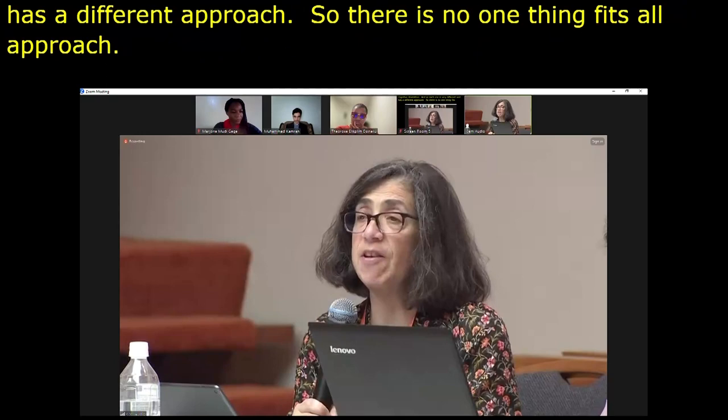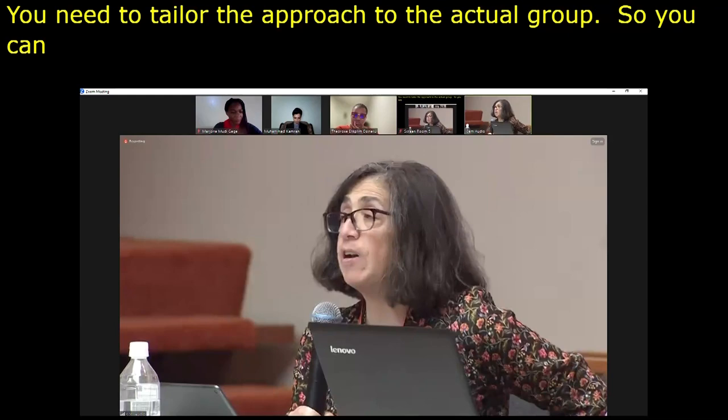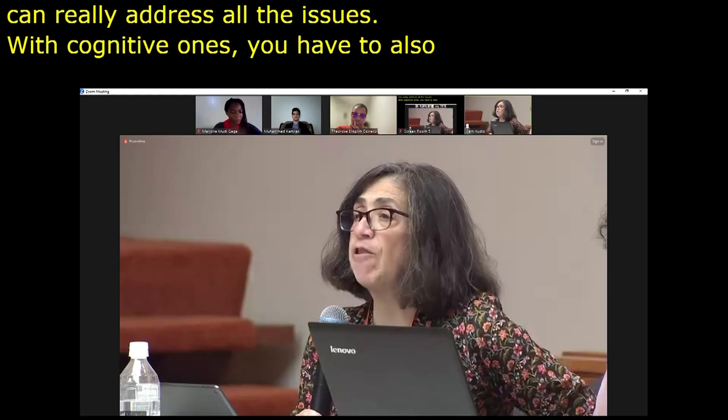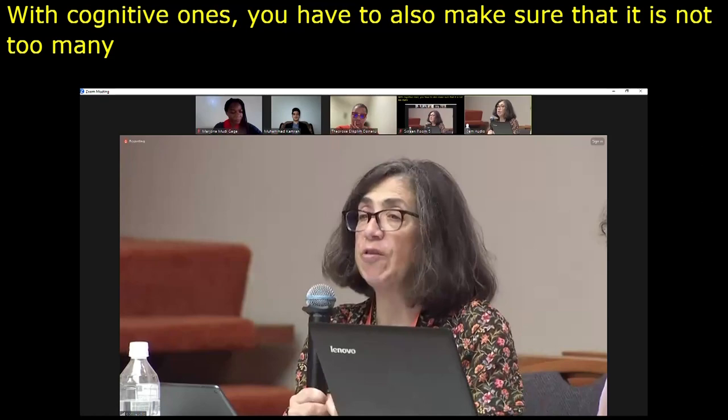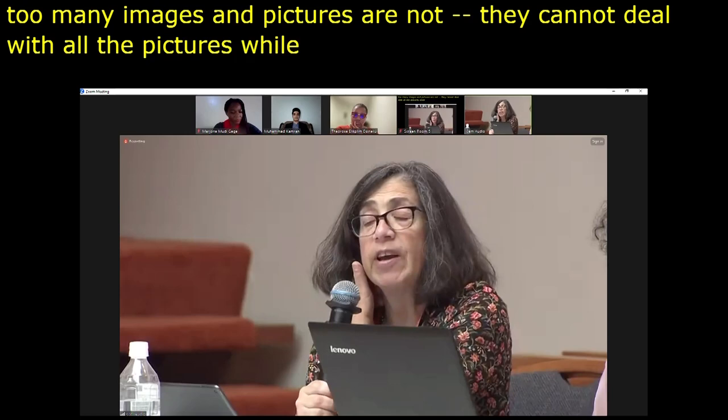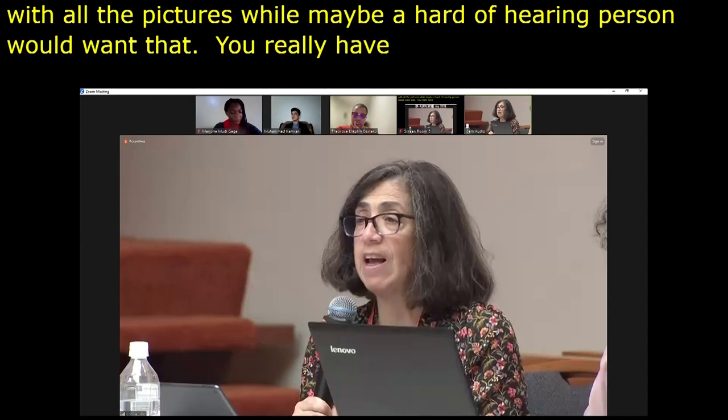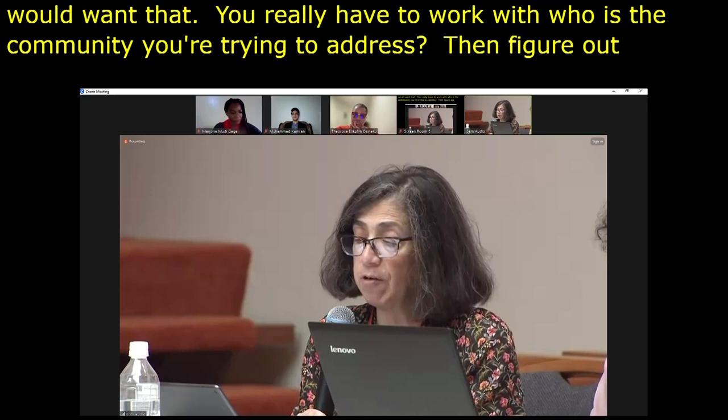With a cognitive disability, you also have to make sure that there are not too many images, or that the pictures are not taking up the whole screen, because they cannot deal with all the pictures, while maybe a hard of hearing person will want that. So you really have to work with the community you're trying to address and then figure out how you're going to meet the needs of those people. So that's sort of one goal you have in mind.